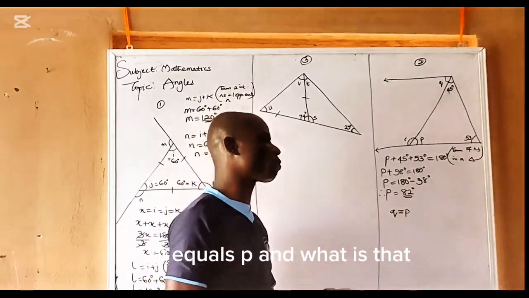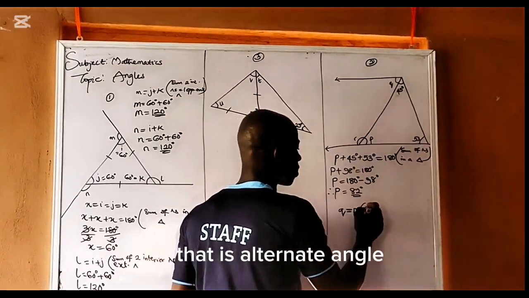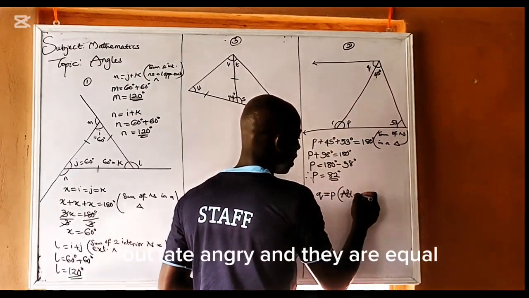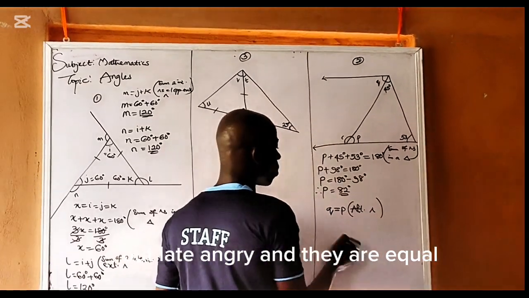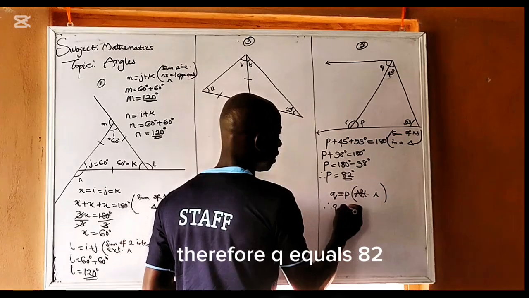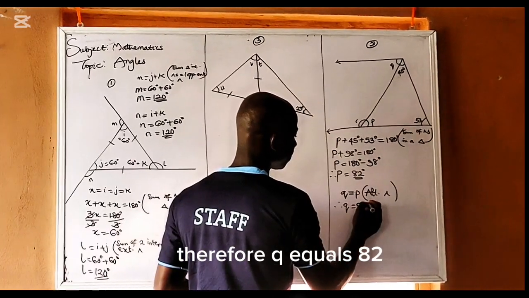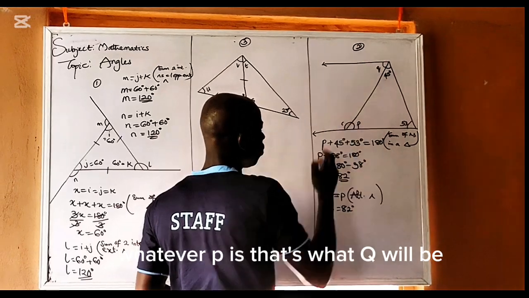Alright, Q equals P. And what is that? That is alternate angles, and they are equal. Therefore, Q equals 82. Whatever P is, that's what Q will be.